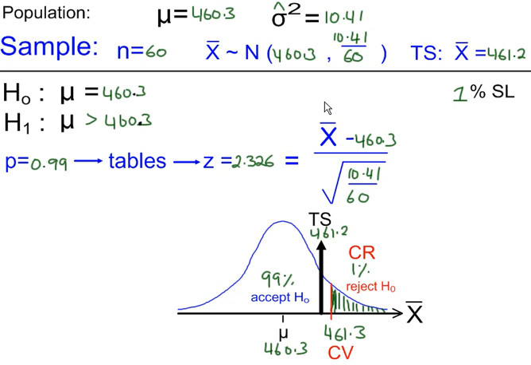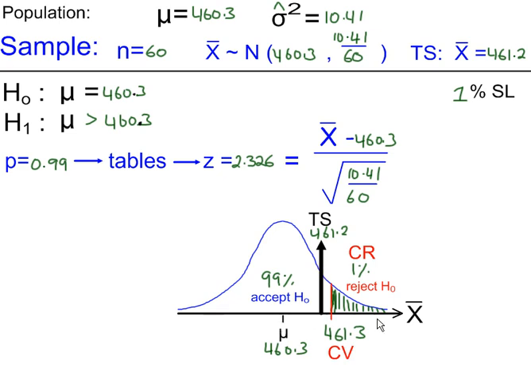This is the standardizing formula. This value is the population mean, and we're dividing by the standard deviation. Here's the variance, so we're dividing by the square root of the variance. Rearranging this will give our critical value here as 461.3. The test value is 461.2.